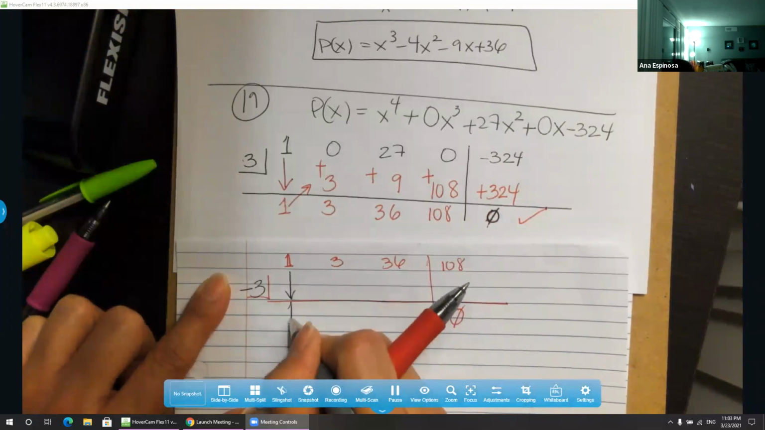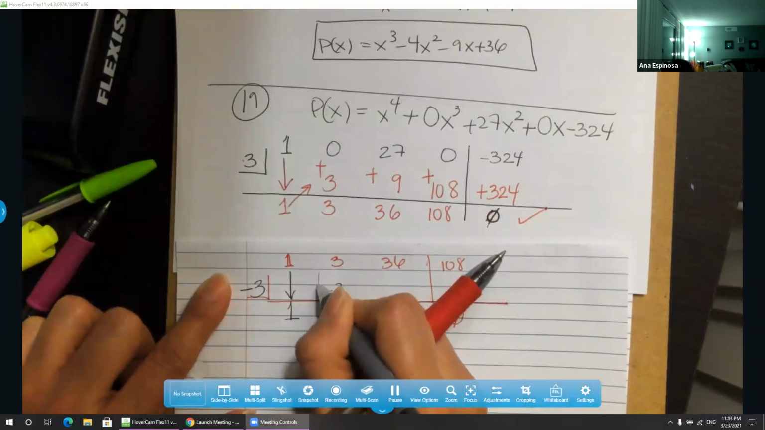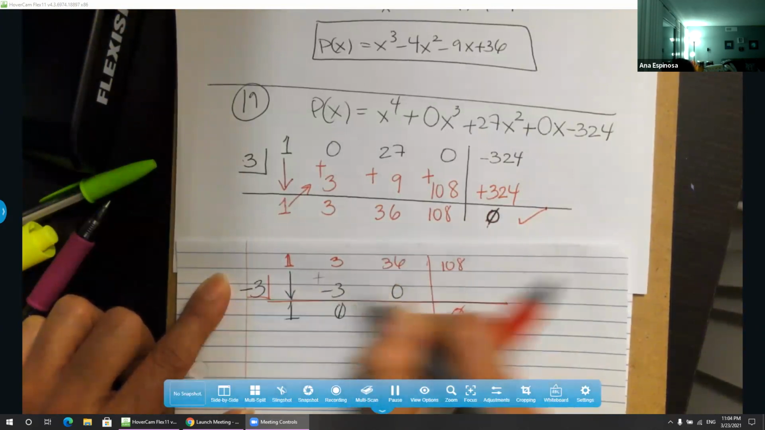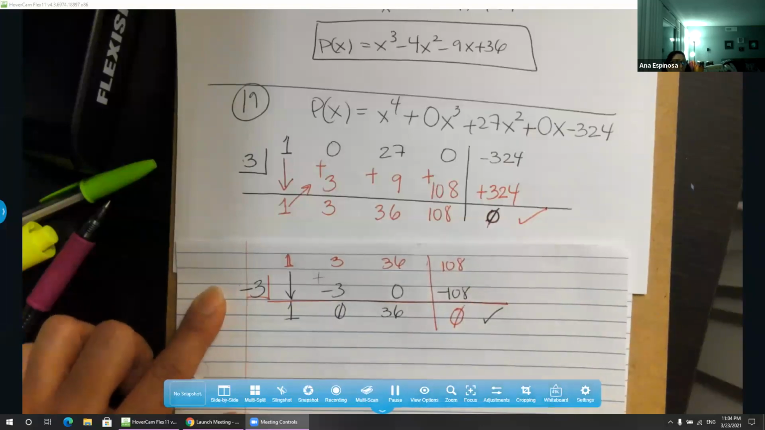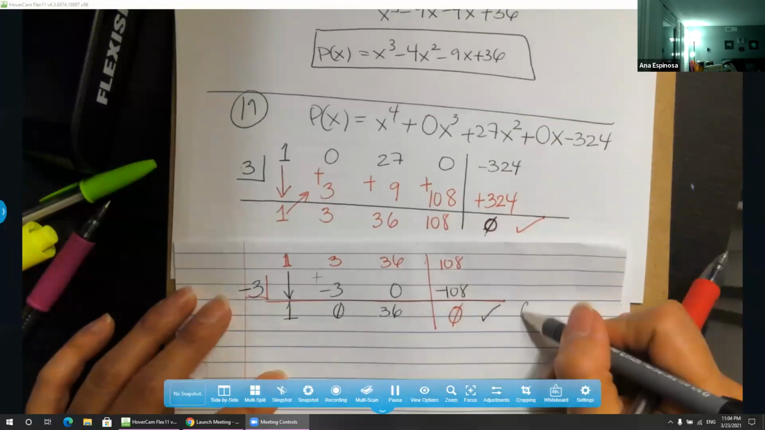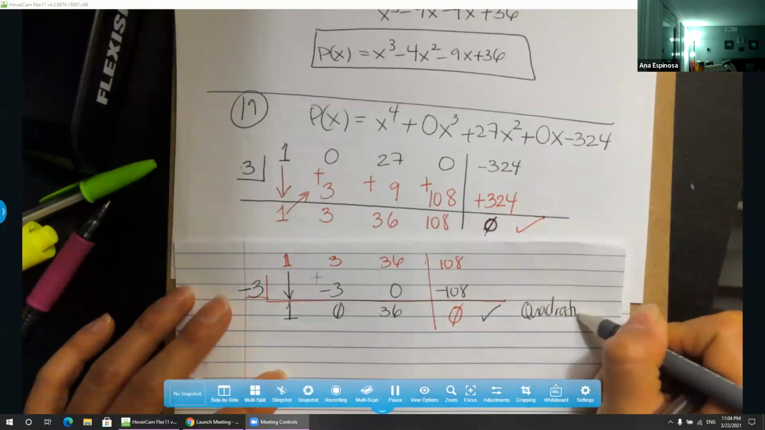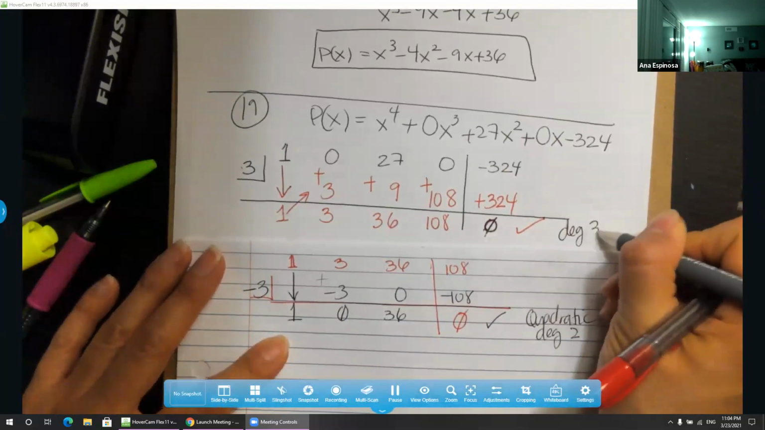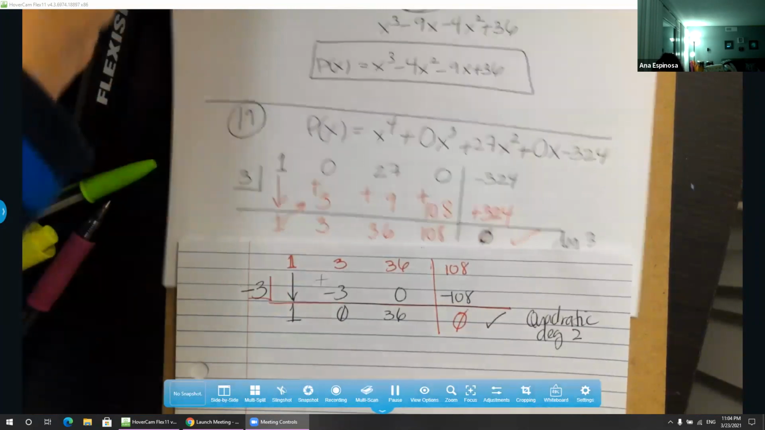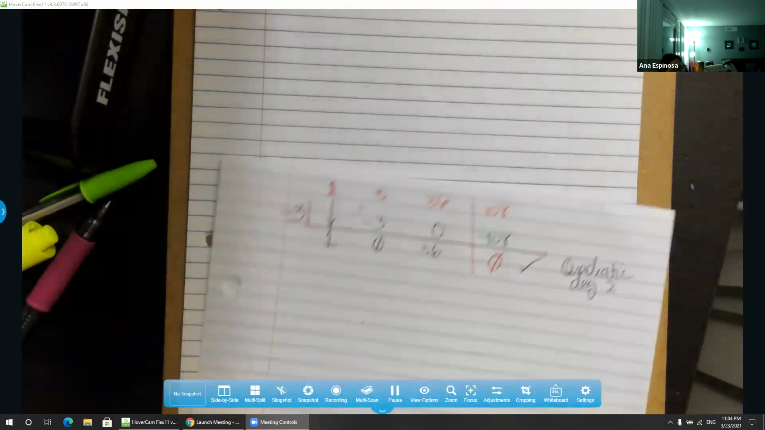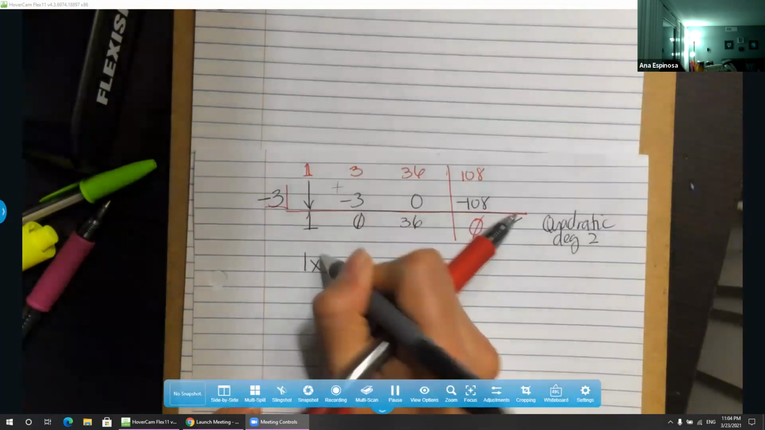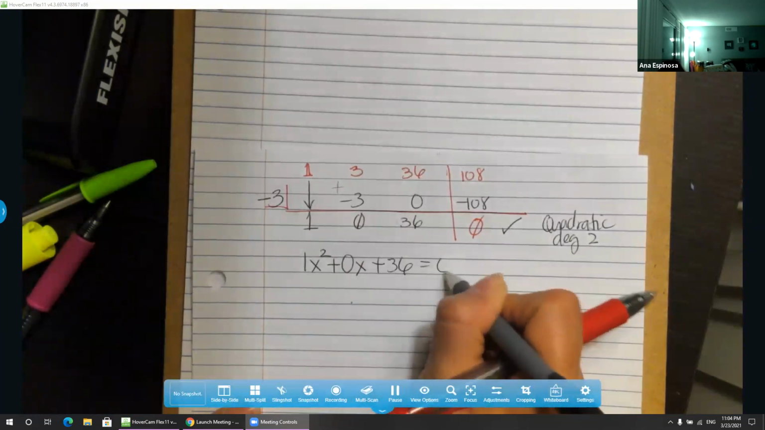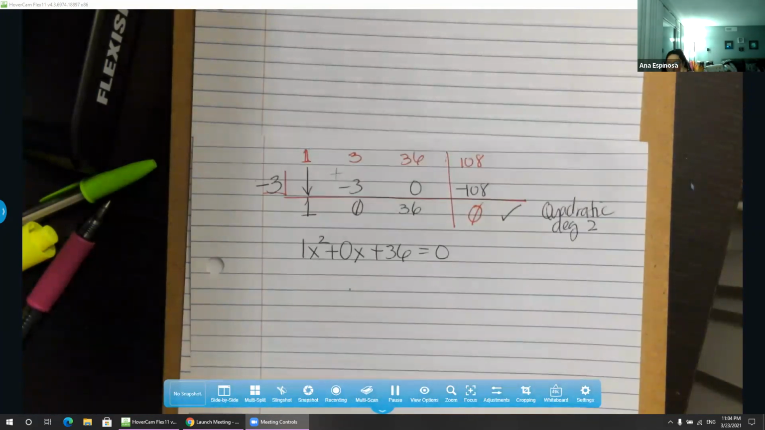Do the same thing. Bring it down. Multiply. Add. That's a 0. Multiply. 0. Add. 36. Multiply. -108. Boom. 0. So now this is a quadratic. So degree of 2. Over here, I had this as a degree of 3. So that's like the highest power, right? So now I'm going to write a polynomial, starting with a 2. 1x squared plus 0x plus the constant equals 0. And then I'm going to solve for the remaining 2.